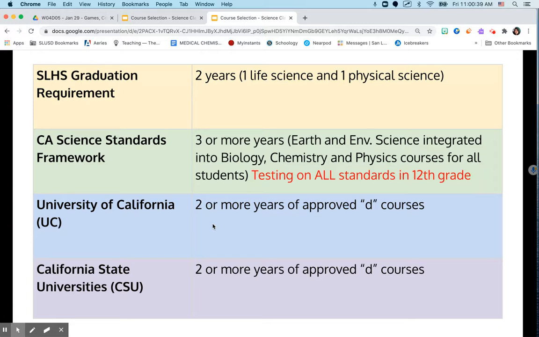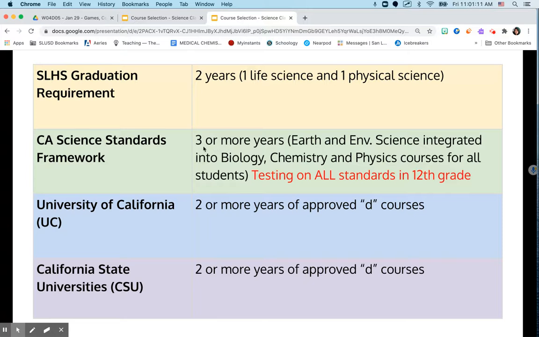Okay, so in order to graduate high school, these are the two requirements that you need for your science classes. You need to take a life science, so biology, forensic biology, or AP environmental science, and pass 1 year of a physical science. So, all of you are in medical chemistry, therefore, that counts as your physical science class. Physics or AP physics would be your other option for physical science.